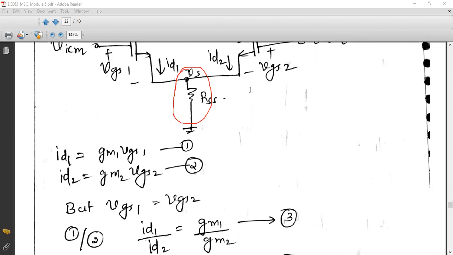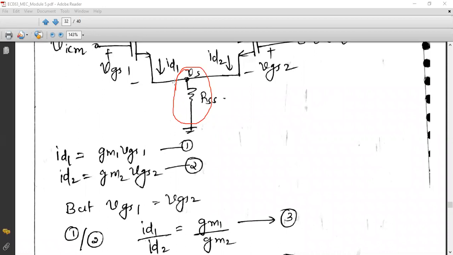Please, Pramod. What is the current that is flowing through RSS? Am I audible for you? Then why are you not responding? You can see ID1 and ID2 entering this particular node. Yes, ID1 plus ID2. Good, Neeta.